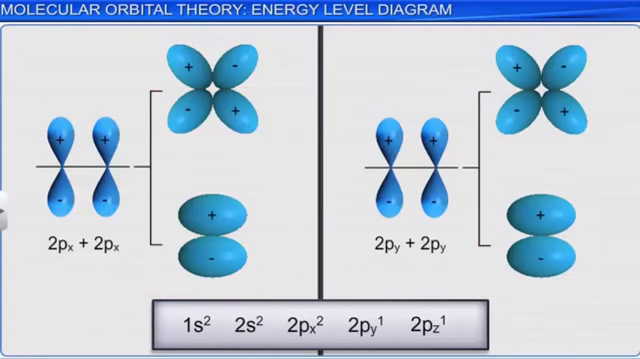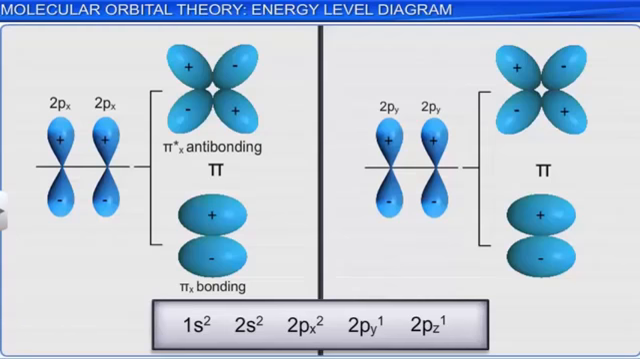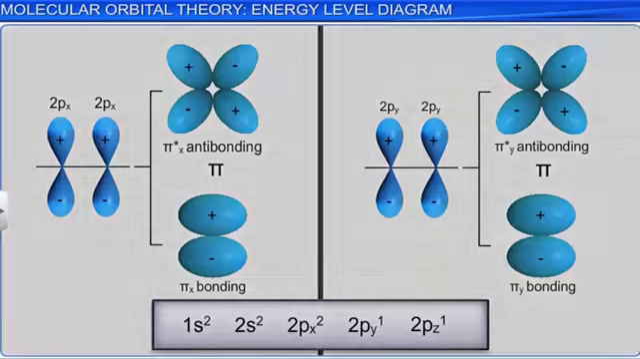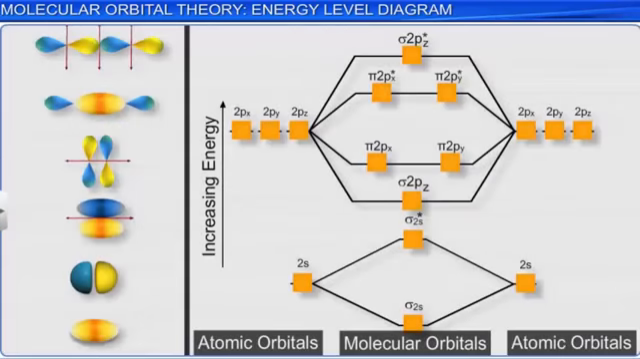The two px atomic orbitals combine to form pi x bonding and pi star x antibonding molecular orbitals, whereas the two py atomic orbitals combine to form pi y bonding and pi star y antibonding molecular orbitals. As the energies of the two px and two py atomic orbitals are the same, the energies of pi x bonding, pi y bonding molecular orbitals and pi star x antibonding, pi star y antibonding molecular orbitals are the same.